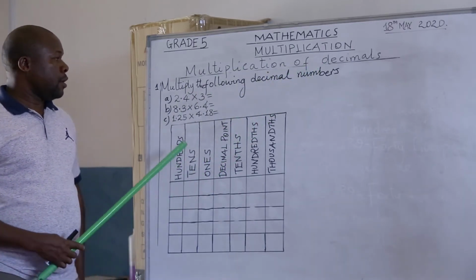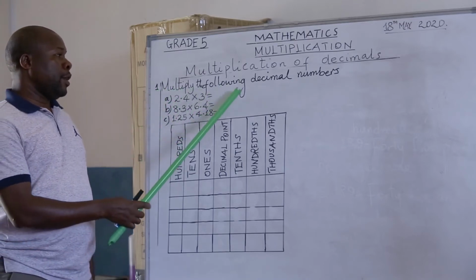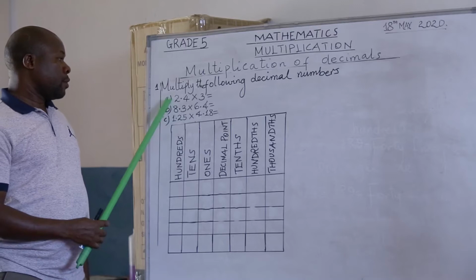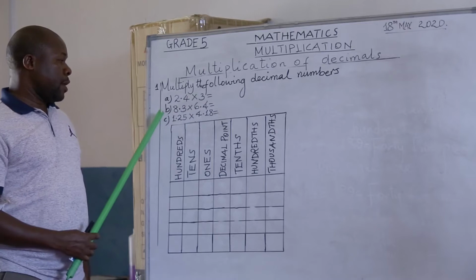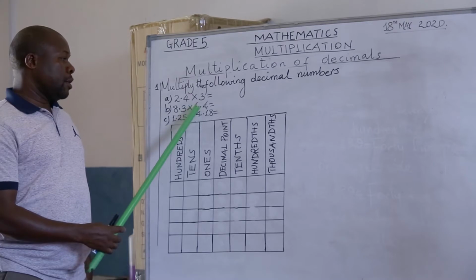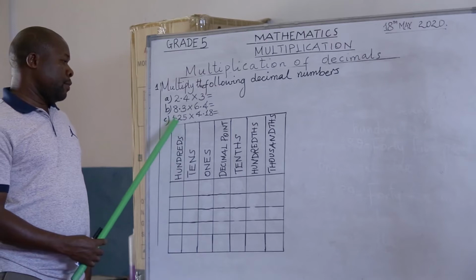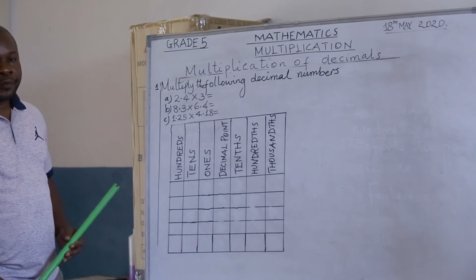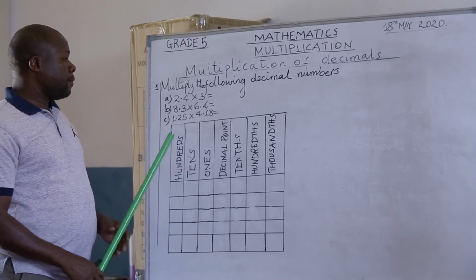Now, given the following, the question is before us: multiply the following decimal numbers. The first number is 2.4 multiplied by 3. The second one will be 8.3 multiplied by 6.4. Then our last example will be 1.25 multiplied by 4.18. Now let us go through this lesson together.